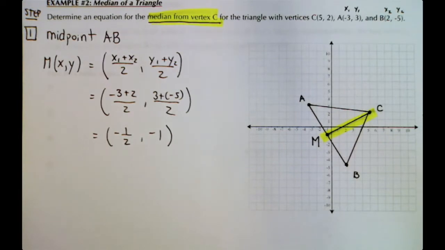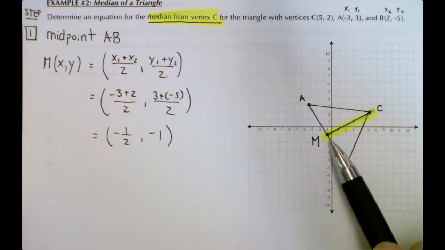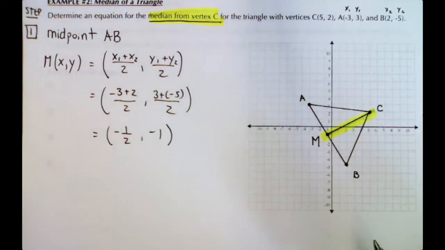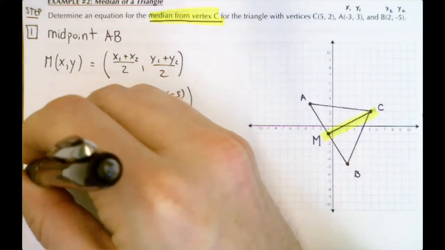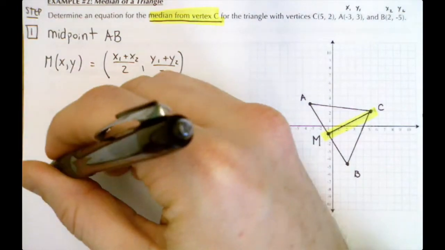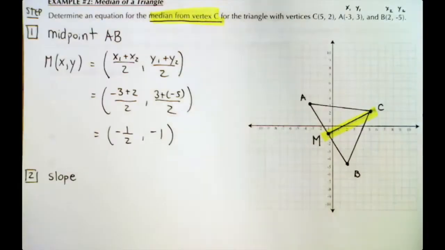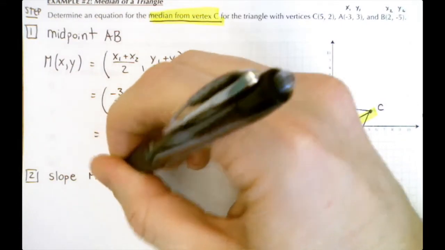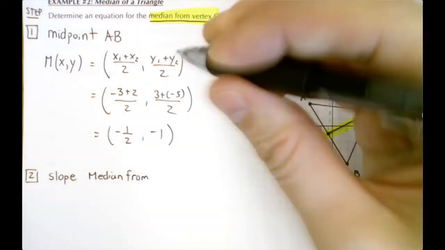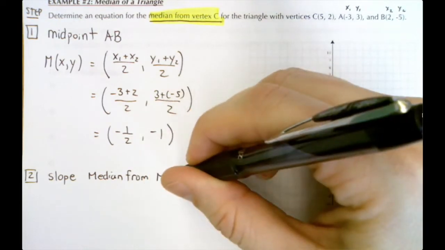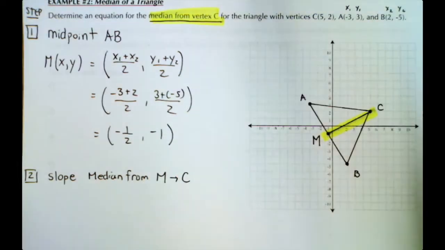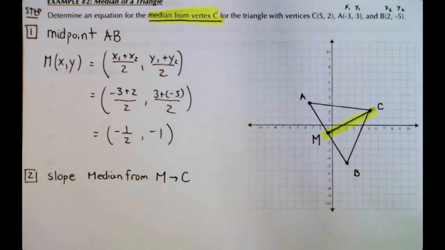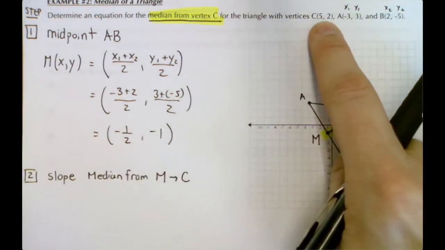So step 2, well, if we want to write the equation of our line, we need the slope. So let's find the slope of the median from our new point M to our vertex C. So the points we're going to use to do this are M and C. We have our M, we have our C.